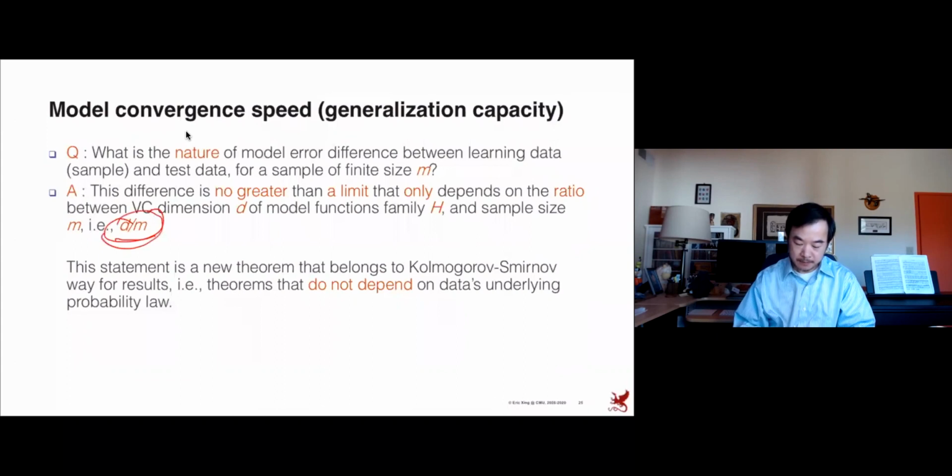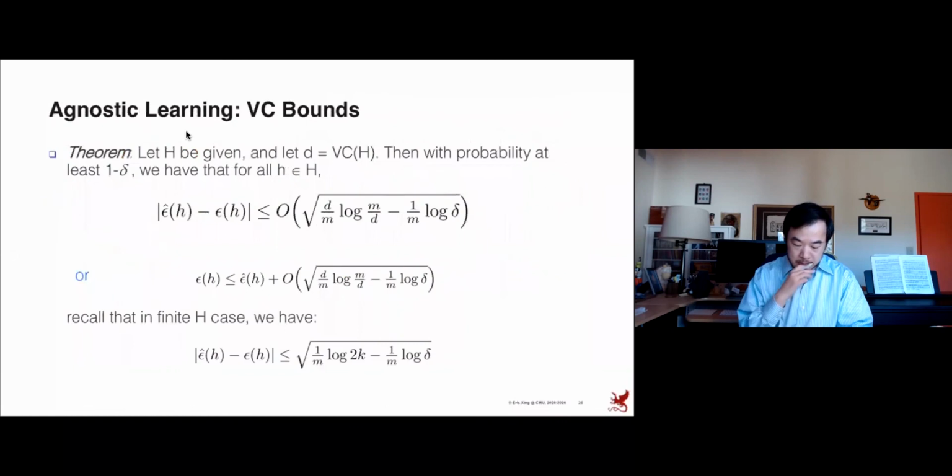This is a very interesting theorem, which is also distribution-free, because it does not depend on the data distributions. It is only a property of the hypothesis space itself, not about the data. Now let's look into how this helps us to analyze the error bounds.